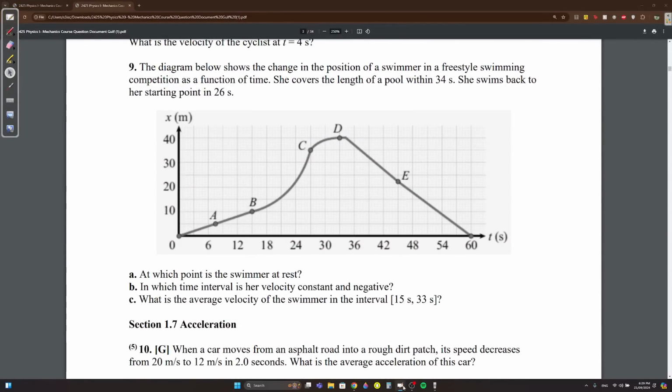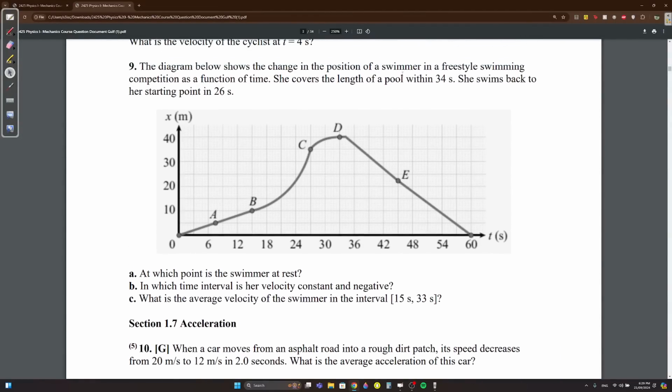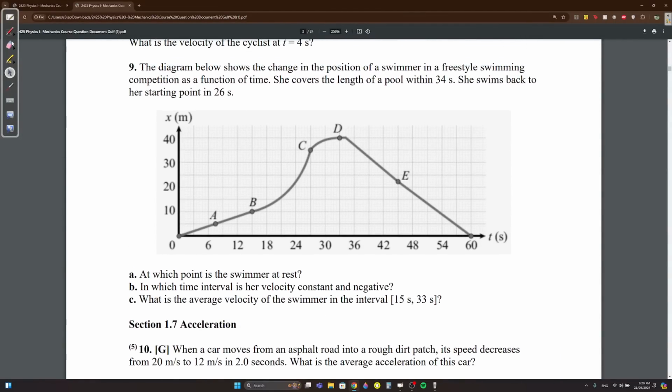Question 9. The diagram below shows the change in position of a swimmer in a freestyle swimming competition as a function of time. So x with relation to t, x of t. She covers the length of a pool within 34 seconds. She swims back to her starting point in 26 seconds. So in 34 seconds, she covered the length, she stopped for a quick second, and then she returned.